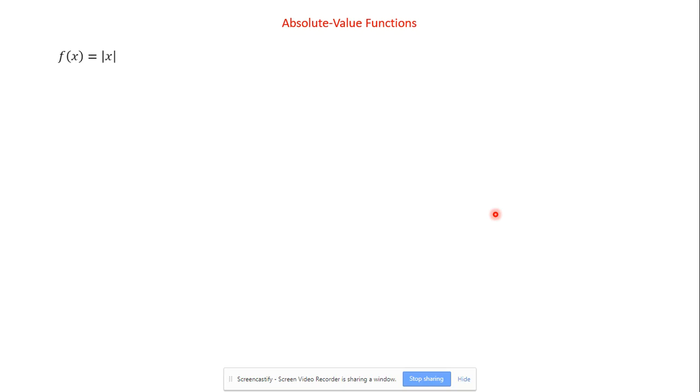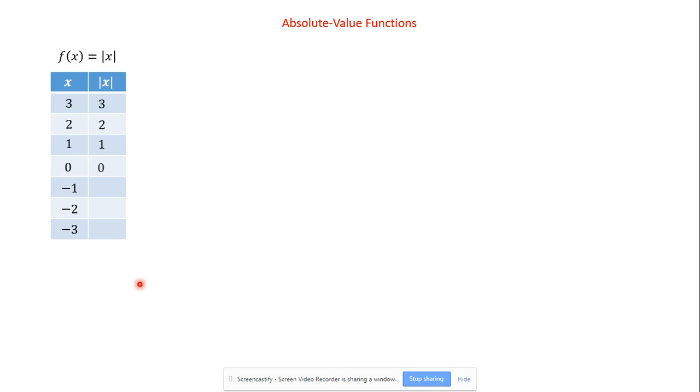For us, let's start with the parent function. f of x equals the absolute value of x. So make a table. We have x values and the absolute value of x values. For x values, let's just use 3, 2, 1, 0, negative 1, negative 2, negative 3. Then absolute value just makes it positive. If it's positive, it stays positive. If it's negative, it becomes positive. And so these values look very similar to the previous values that we were looking at.